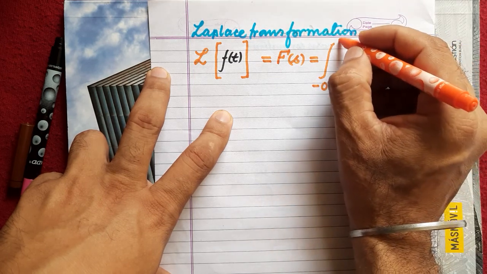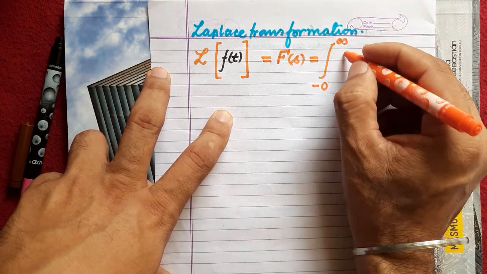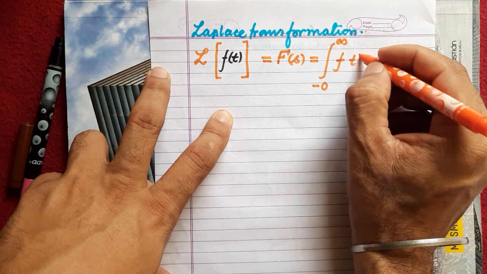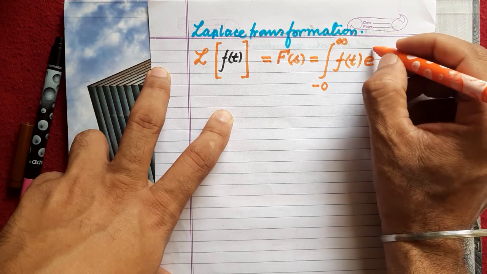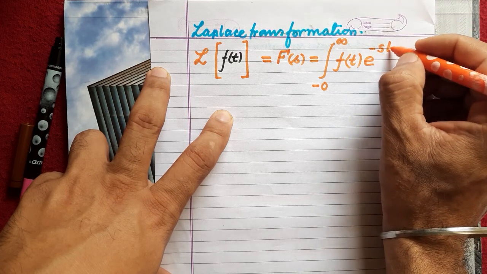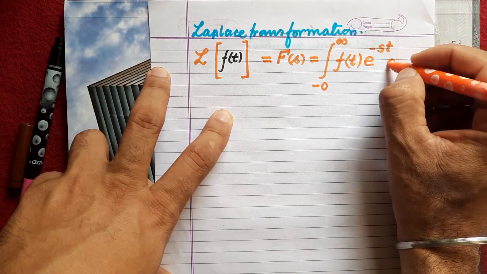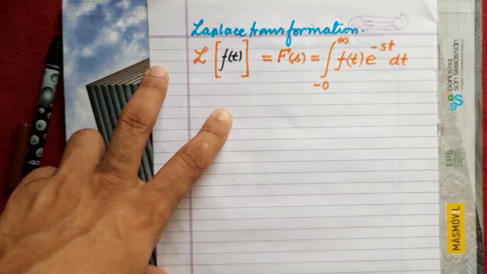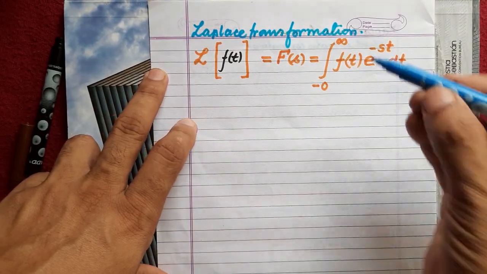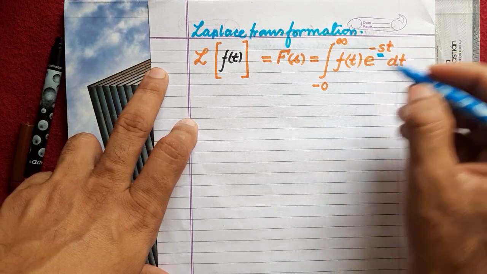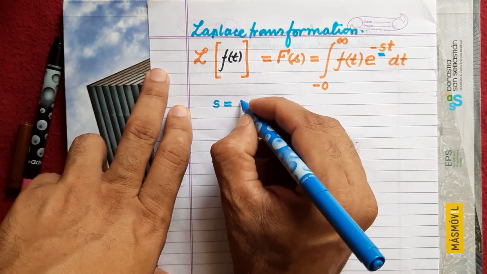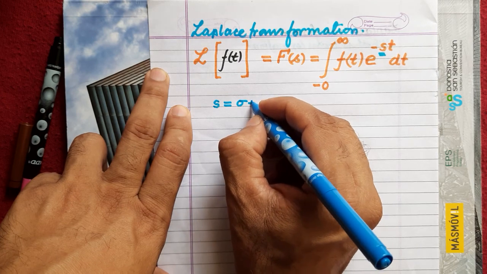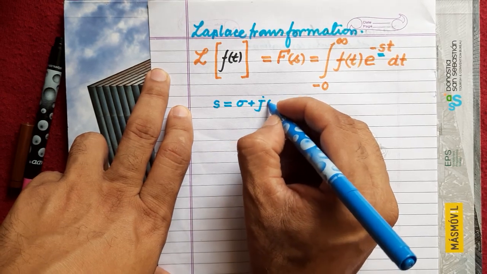integral from 0 minus to infinity of f(t) into e to the power minus st dt. This s which you see here is a complex quantity which we have discussed earlier. s is equal to sigma plus j omega.